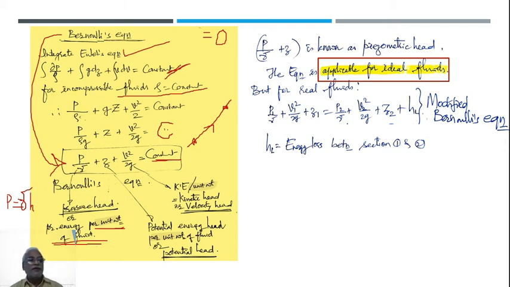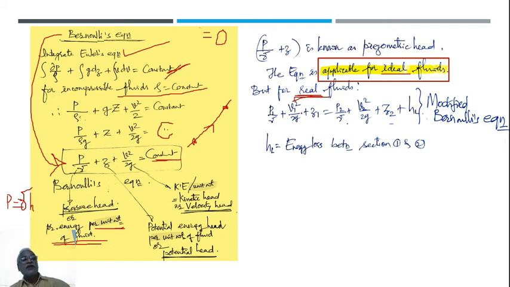Now further, this p by gamma plus z, this term is known as piezometric head. The equation is applicable for ideal fluids because there is no loss in energy. I have told you this can happen only ideally speaking, otherwise there will be friction, there will be loss of it, but with an assumption that it is ideal fluid, there is no loss, hence the equation is valid. But for real fluids where there is a friction, there is a viscosity, there has to be a loss.